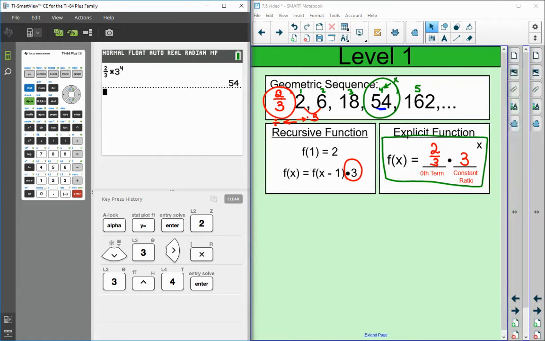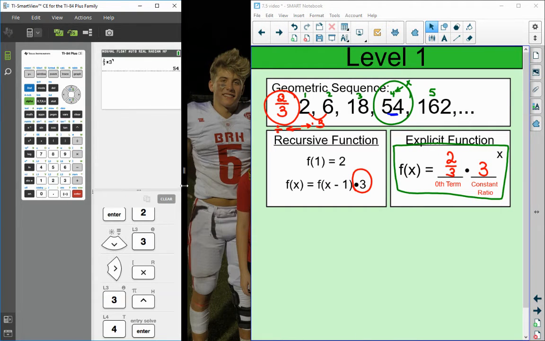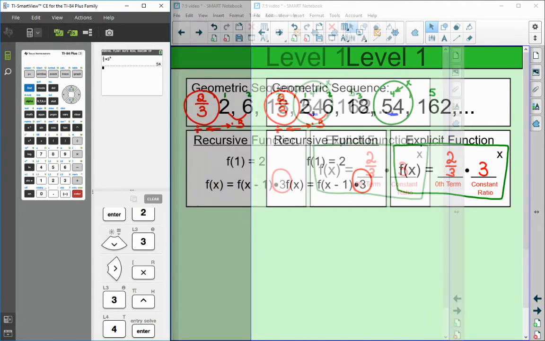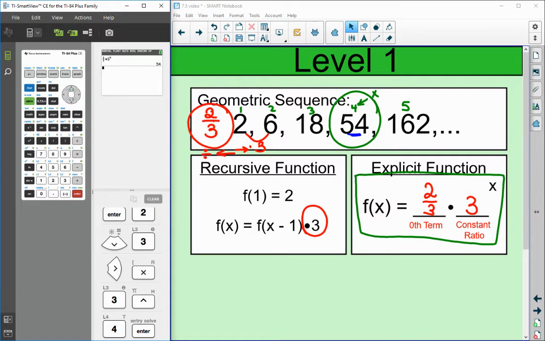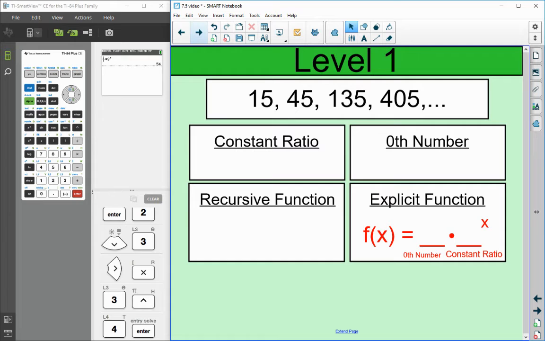Okay, I'm going to pull this over a little bit. Look at that. And I'll make it bigger in a minute, but we're going to use it on a couple just to kind of test our formulas, so I'm going to leave that out. Okay, let's look at this one. We want to first find our constant ratio, and then we're going to find our 0th number and recursive function and explicit. We're going to do it all.